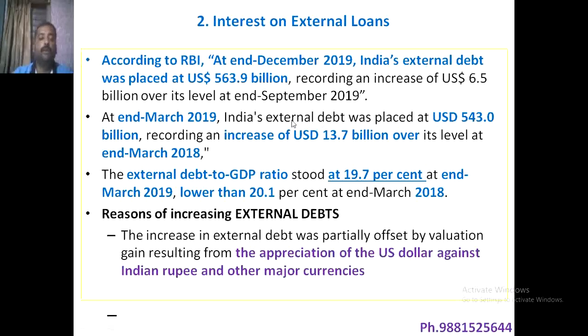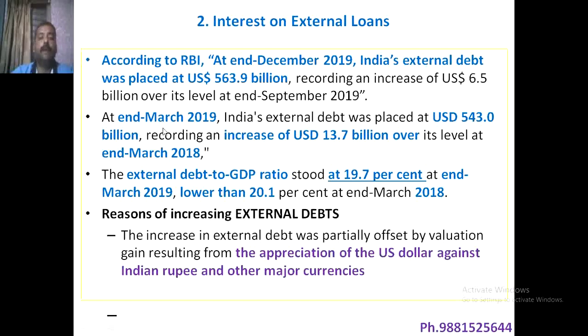Now, when we compare this loan with the GDP, we call it the external debt to GDP ratio, and it is 19.7%. We can say the percentage of external loan relative to our economy is nearly 20%. It means about 20% of our economy is the burden of the external loan. Have you understood? So it is 19.7%.